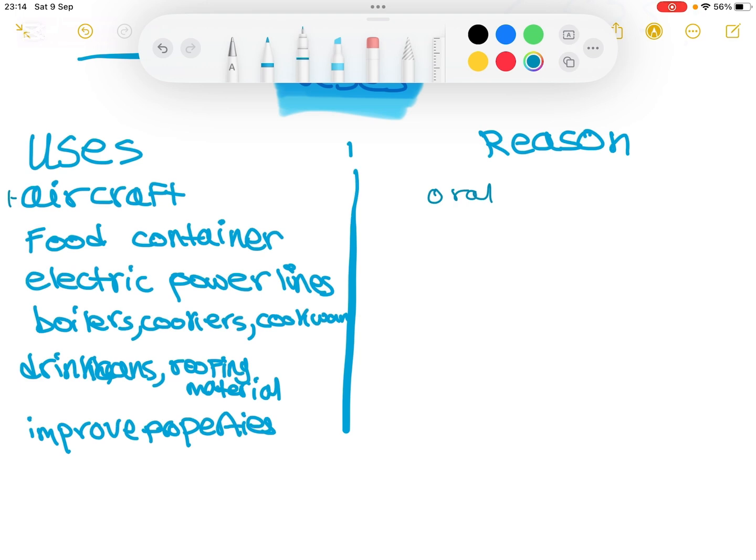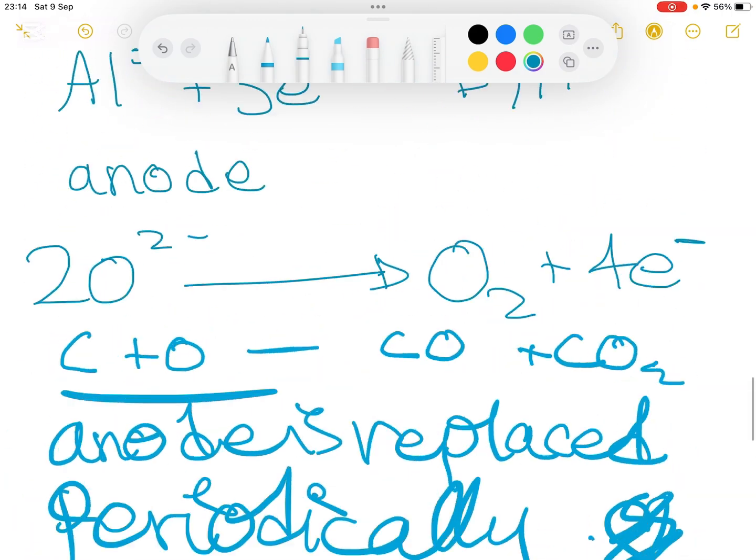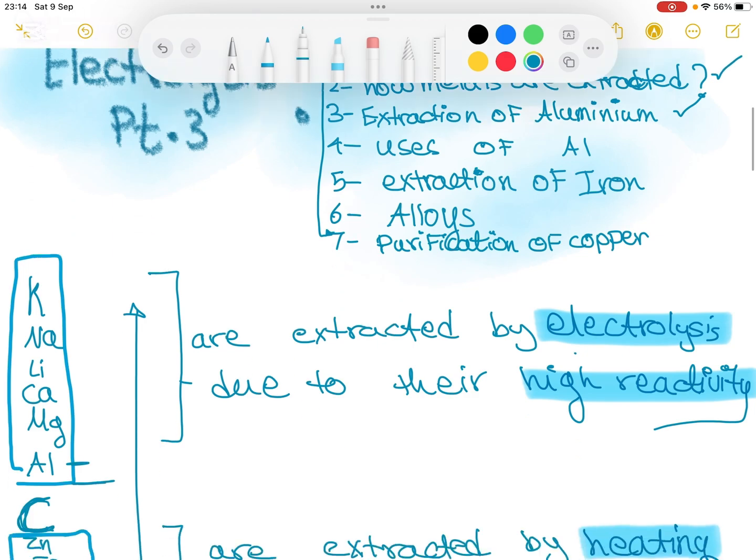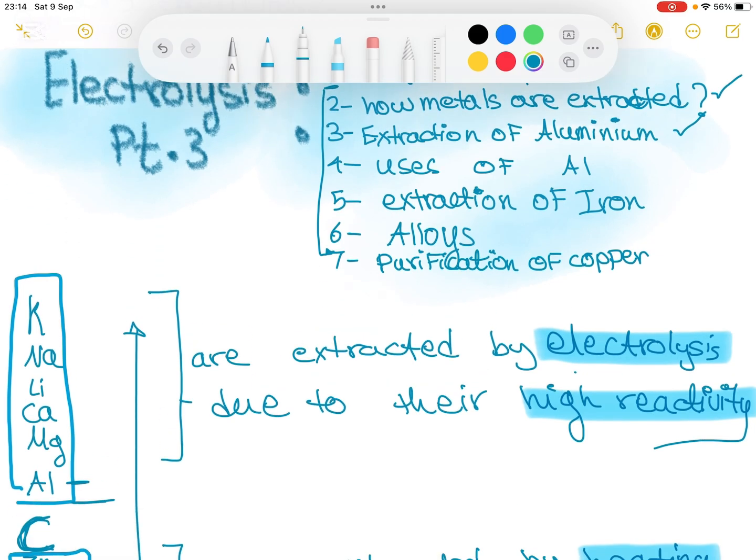We also have drinking cans because they're corrosion resistant and easy to shape. There is an alloy of aluminium called duralumin, often used instead of pure aluminium to improve properties. We're going to talk about it later in alloys, just after the extraction of iron. So basically, these are the uses of aluminium.